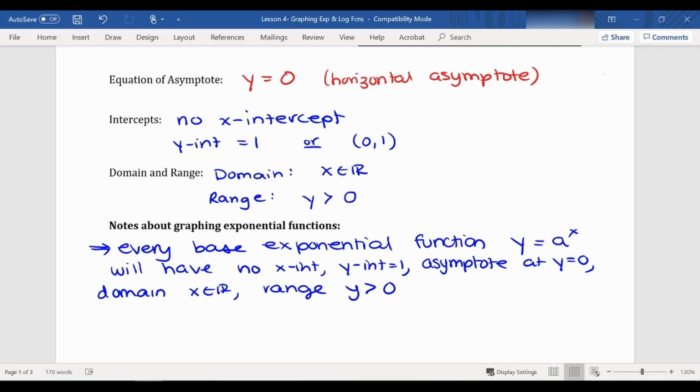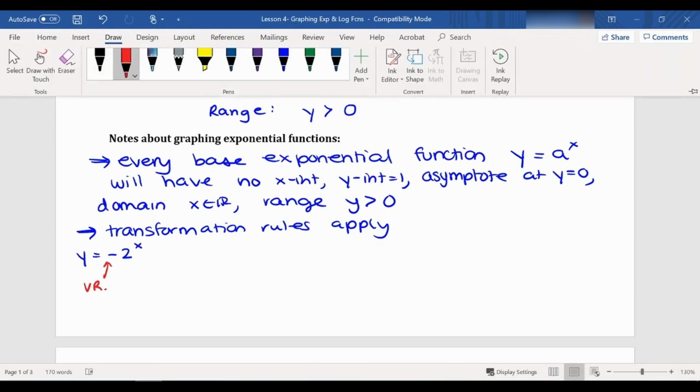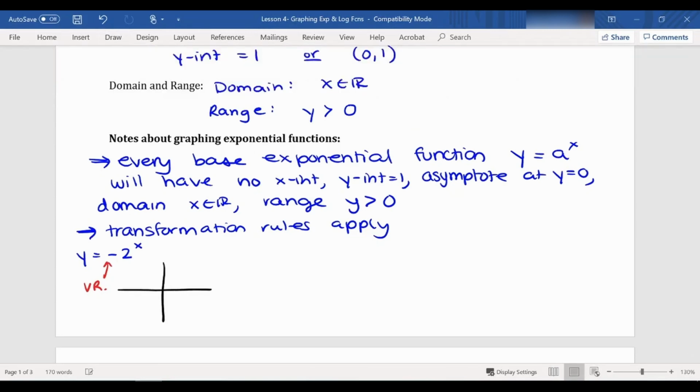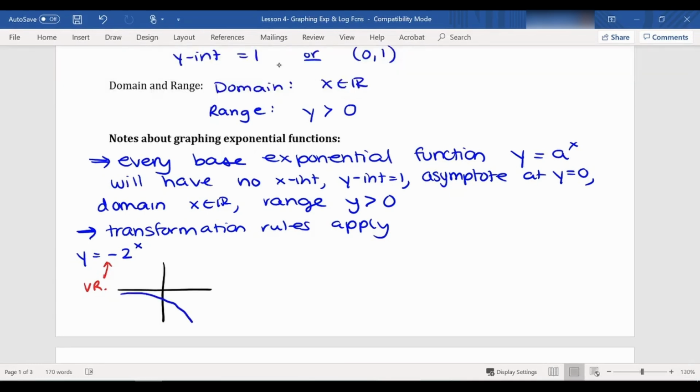Okay. If you have some other exponential function, transformation rules apply. Okay, so transformations apply. So if I have y equals negative 2 to the power of x, this would be a vertical reflection. Okay, what that means is that my graph would no longer look like what it looks like up top there. It would now look like this, which means my range would change, my y-intercept would change, my asymptote would not change.